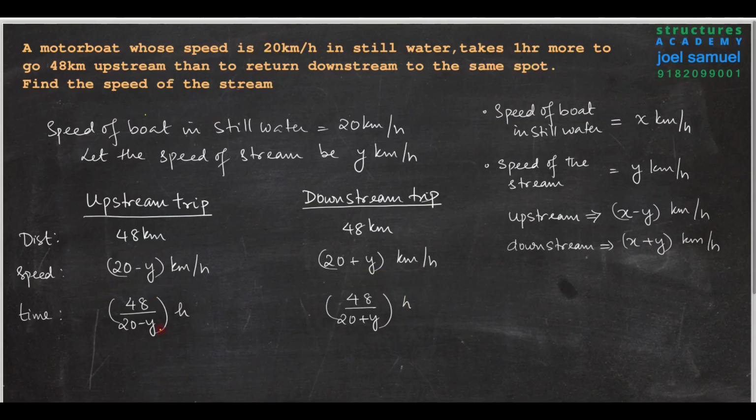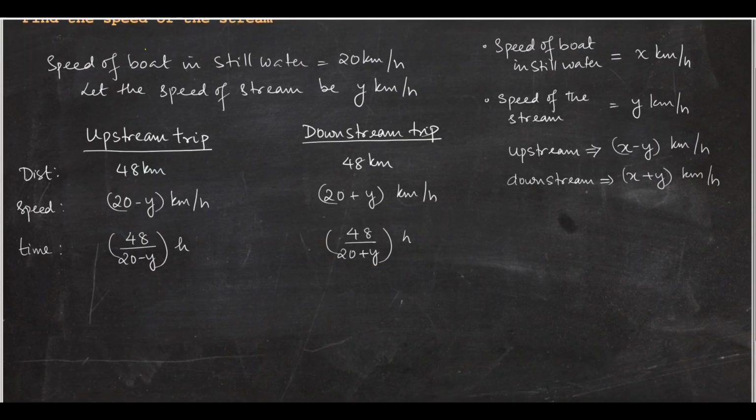Another way of looking at it is, if the denominator is smaller, the value will be a larger one. So this time is a larger number compared to this time, and the difference is given as 1 hour. So we frame our equation as 48 divided by 20 minus y, minus 48 divided by 20 plus y, all of this is equal to 1.